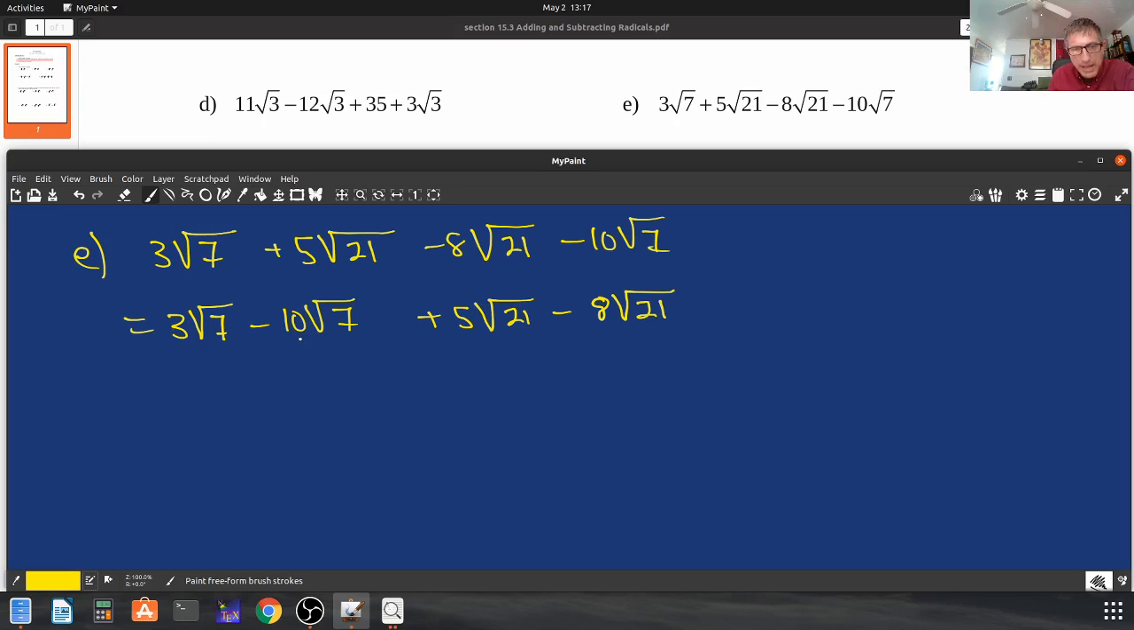So now I just simply add. So this is 3 of something minus 10 of that something. So 3 minus 10 is minus 7. So I have minus 7 of that something, and that something in this case is square root of 7. Then I have plus 5 of something and minus 8 of that something. So I have 5 minus 8 of that something, which is minus 3 of that something. And in this case, that something is square root of 21. So it's minus 7 square root of 7 minus 3 square root of 21.